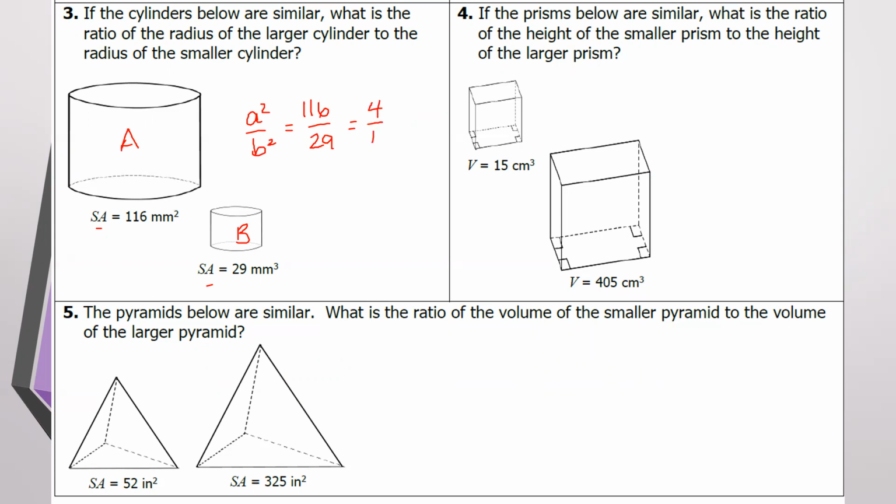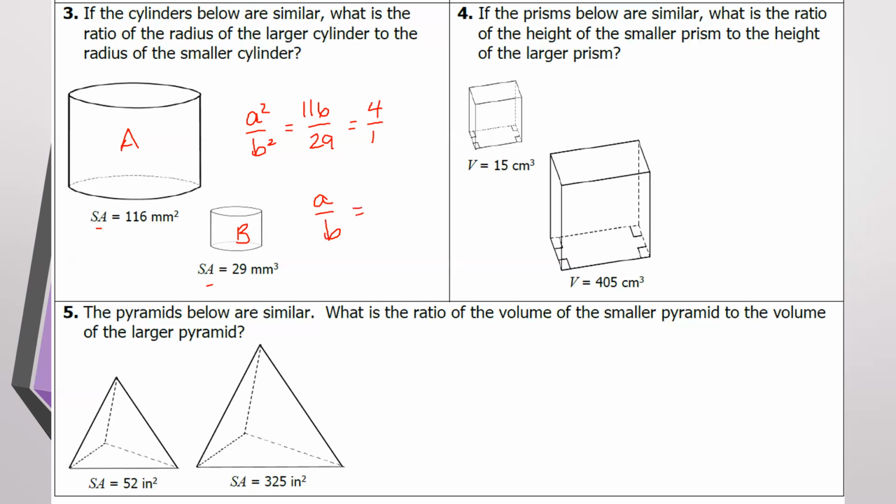Most of the time, especially for this course, these should reduce to perfect squares, or perfect cubes if you're dealing with volume. And the question is, what is the radius of the larger cylinder to the radius of the smaller cylinder? Okay, a radius is a linear measurement. So that means I'm looking just for A over B.